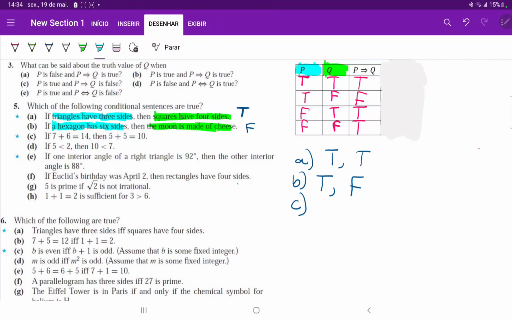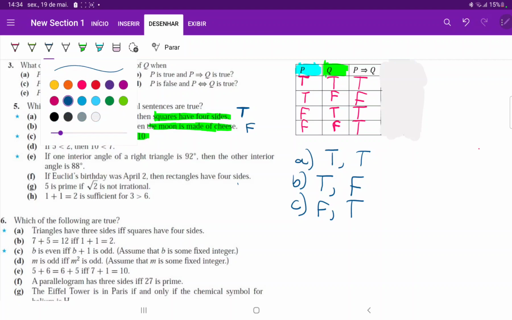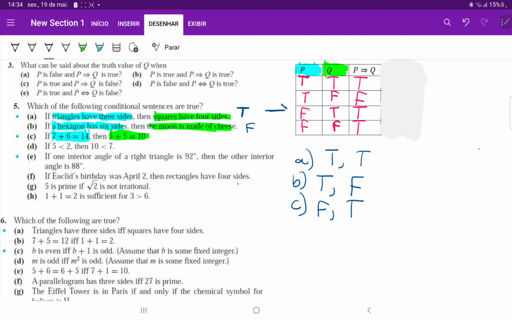So once more, let's identify P and Q. So if 7 plus 6 is equal to 14, this is our P, and our Q is 5 plus 5 is equal to 10. If P, then Q. So let's look at our truth values. 7 plus 6 is not equal to 14. It's in fact equal to 13. So P is false. And Q, 5 plus 5 is equal to 10, is true. The row that shows this combination is row 3, where P is false and Q is true. And for this one, we can see that the conditional is true as well. So this one is true.